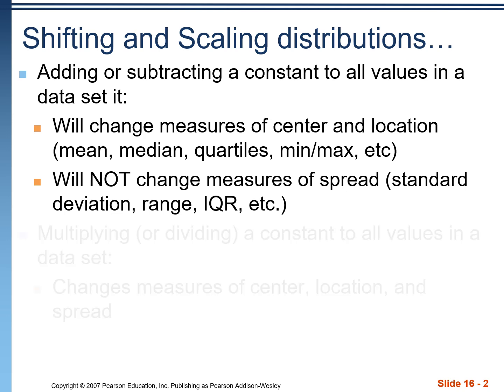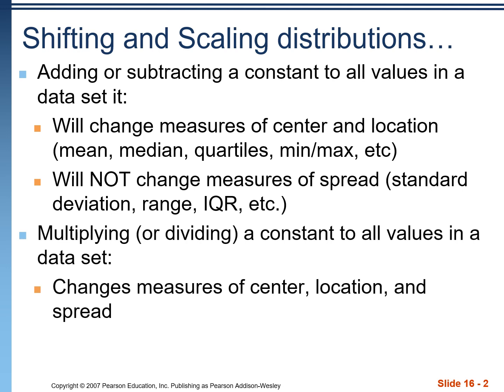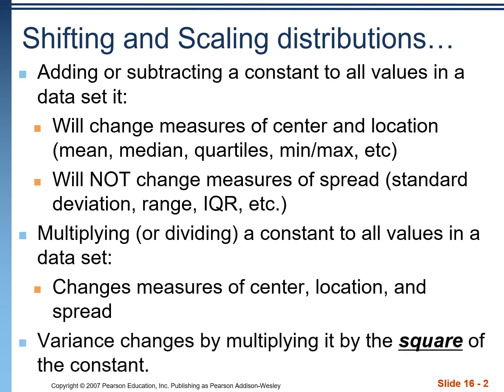If, on the other hand, we multiply or divide a constant to all the values in the data set, that's going to change everything. Changes measures of center, location, and spread. As a last note, remember that variance is the square of the standard deviation. So if we multiply by a constant, it changes the standard deviation by that amount, but it'll change the variance by the square of that amount.